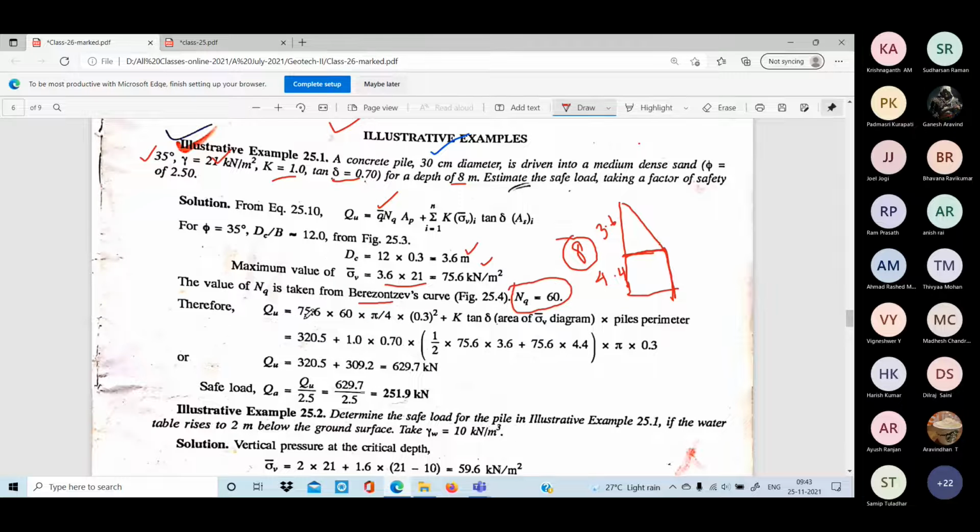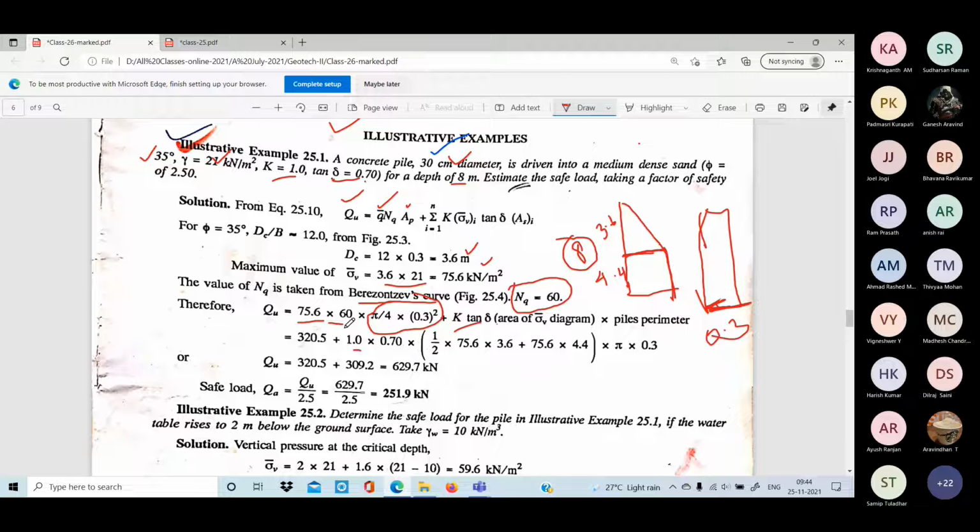So here for ultimate bearing capacity, this is the equation. Then what is that? This one, vertical stress multiplied by 60 Nq. What is this Ap? Ap is the pile area at the tip. Sorry, I'm not drawing properly. What is the area they have given? We convert into meters because we are taking everything in meters, right? Pi d square by 4. Then k value is given 1, k value is given 1 here.